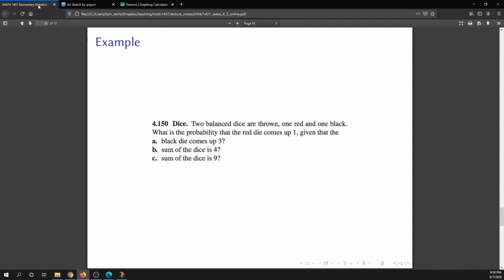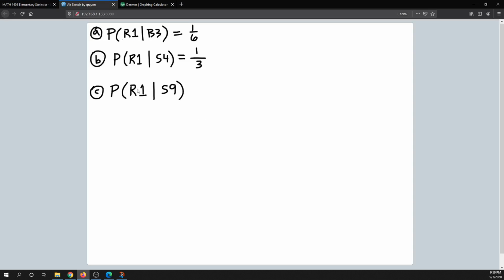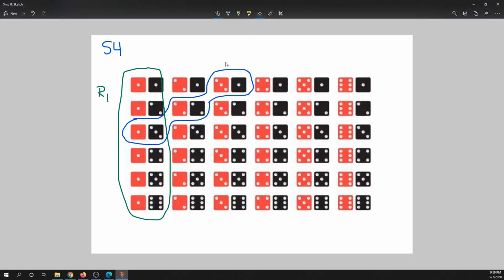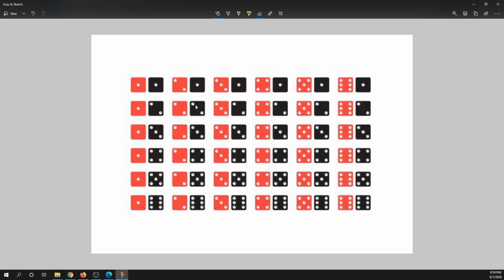All right, next one. In part C, they want to know what is the probability that the red number comes up a 1 given that the sum of the dice is a 9. So probability of a red 1 given that the sum is a 9. Let's pull up our picture of the sample space again, and let me erase all of these old ones. Now we're going to do the sum is 9. Right here you can see I have 6 plus 3, and then it goes up the diagonal: 4 and 5, 5 and 4, and 6 and 3.